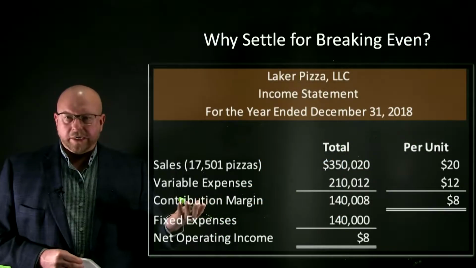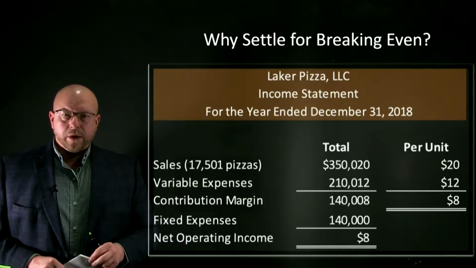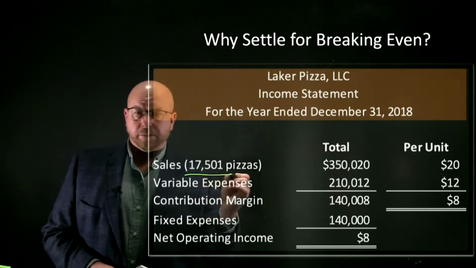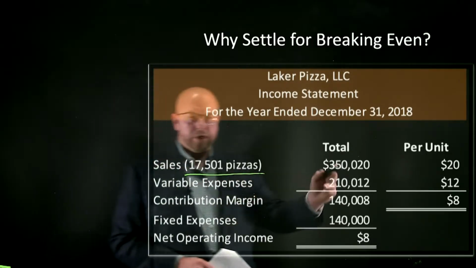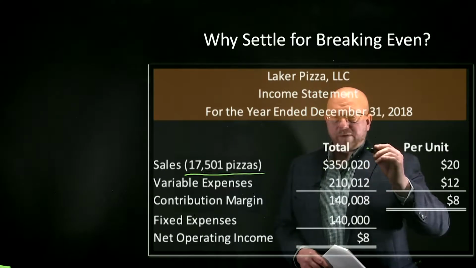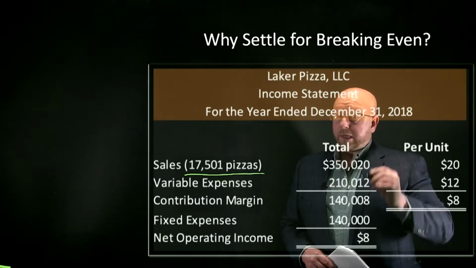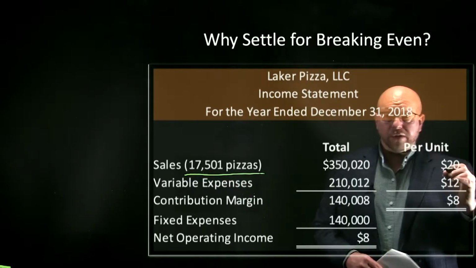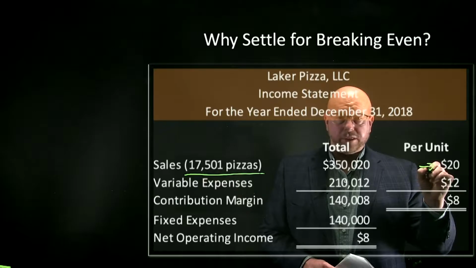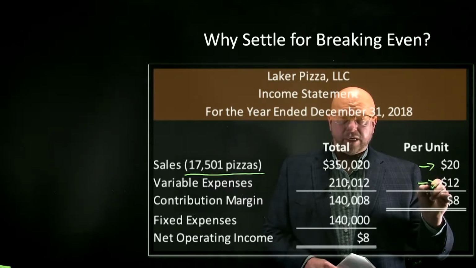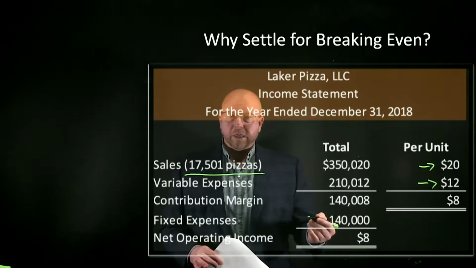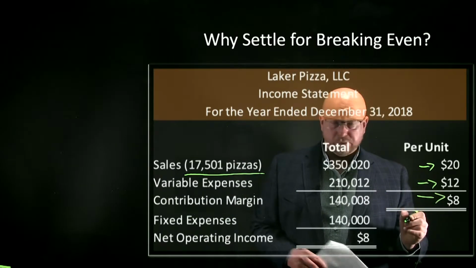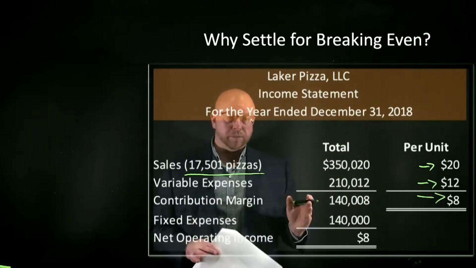Who wants to just break even, right? So remember at 17,500 pizzas, we were exactly at the break-even point. Now take a look over here. We can express our revenues and our expenses in total. We can also do it on a per unit basis. So if our revenue is $20 per pizza, and the variable expenses like variable labor and ingredients are $12 per pizza, we get this wonderful little tool called contribution margin per unit, $8 per pizza.